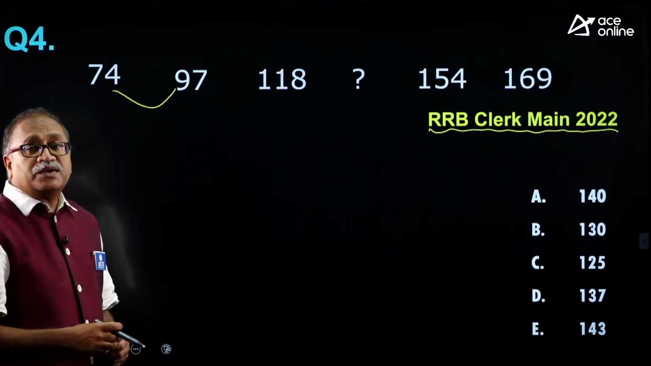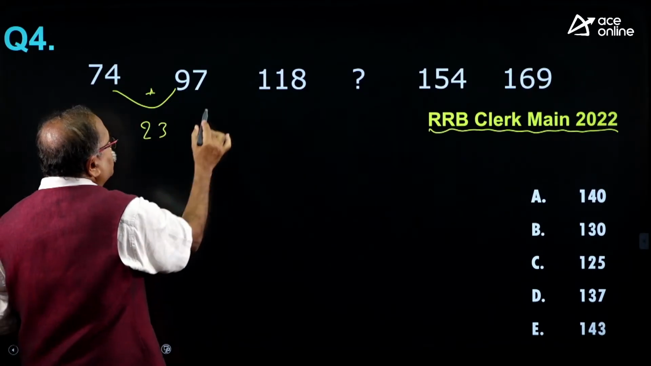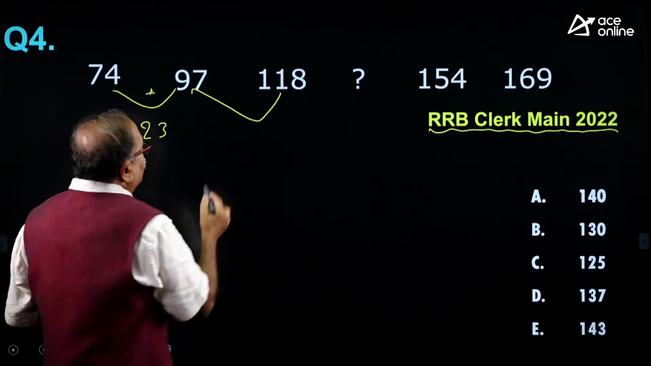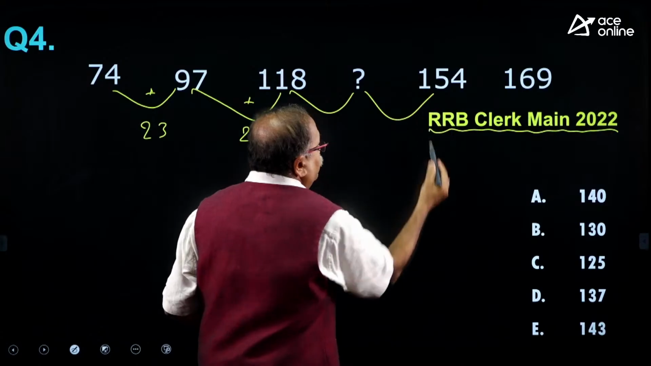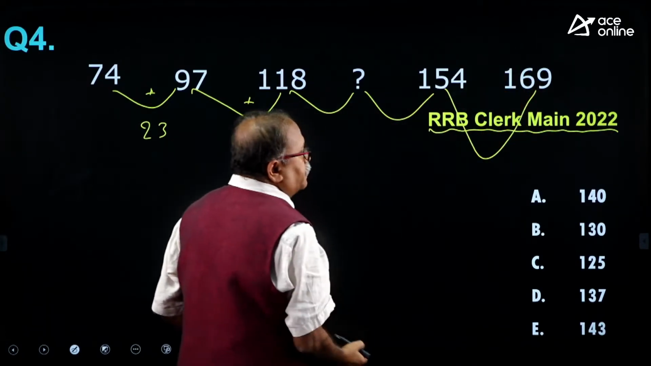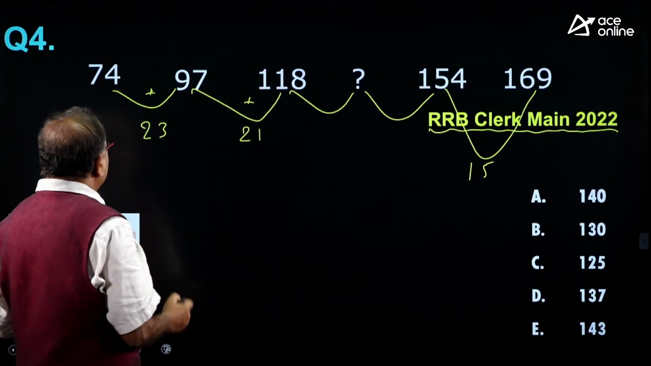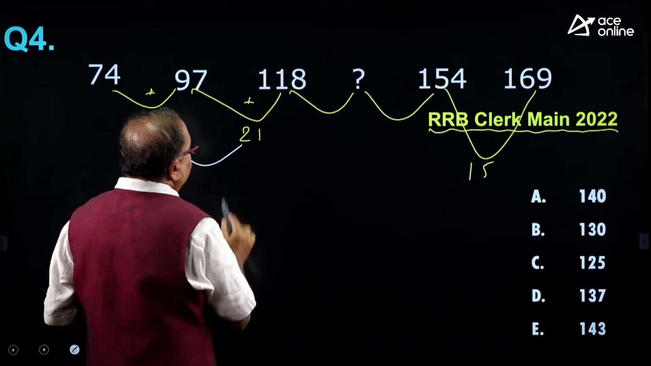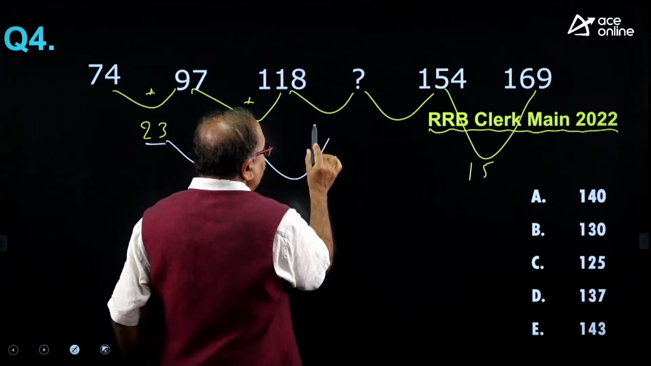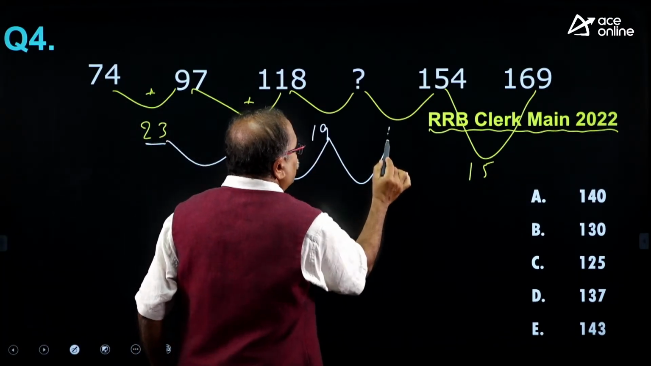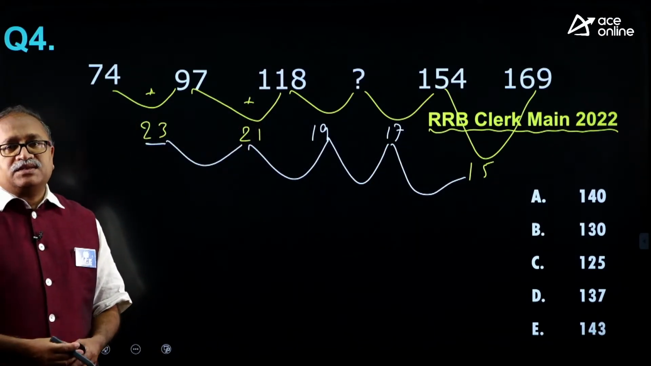So, let me check this one from here to here. What is the difference? I notice that the difference is 23 plus 23. What is the difference from here to here? I notice that the difference is 21 plus 21. I do not know what it should be, but I notice that from here to here it is simply 15. So, now check the difference here. This is 23 and the previous odd number is 21. The previous odd number will be 19 over here, the previous odd number will be 17 and the previous odd number is 15. It is a very straight and simple question.